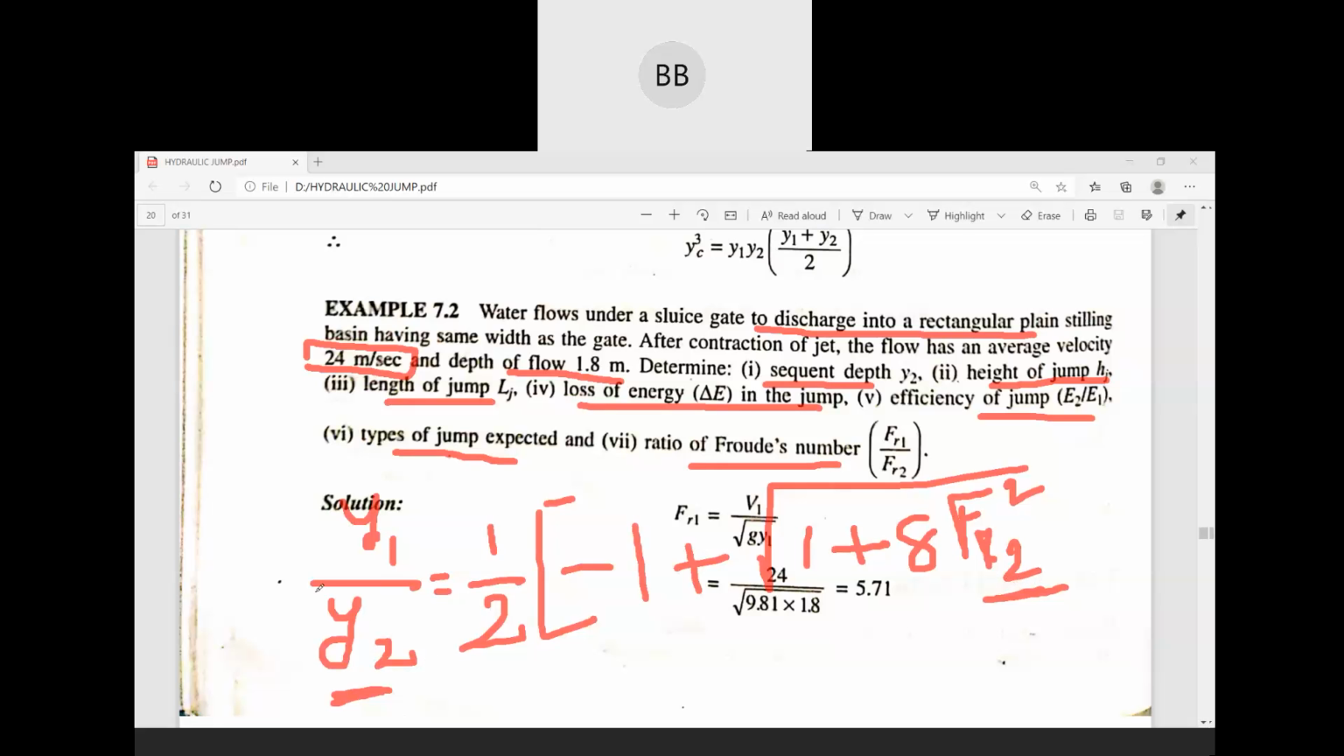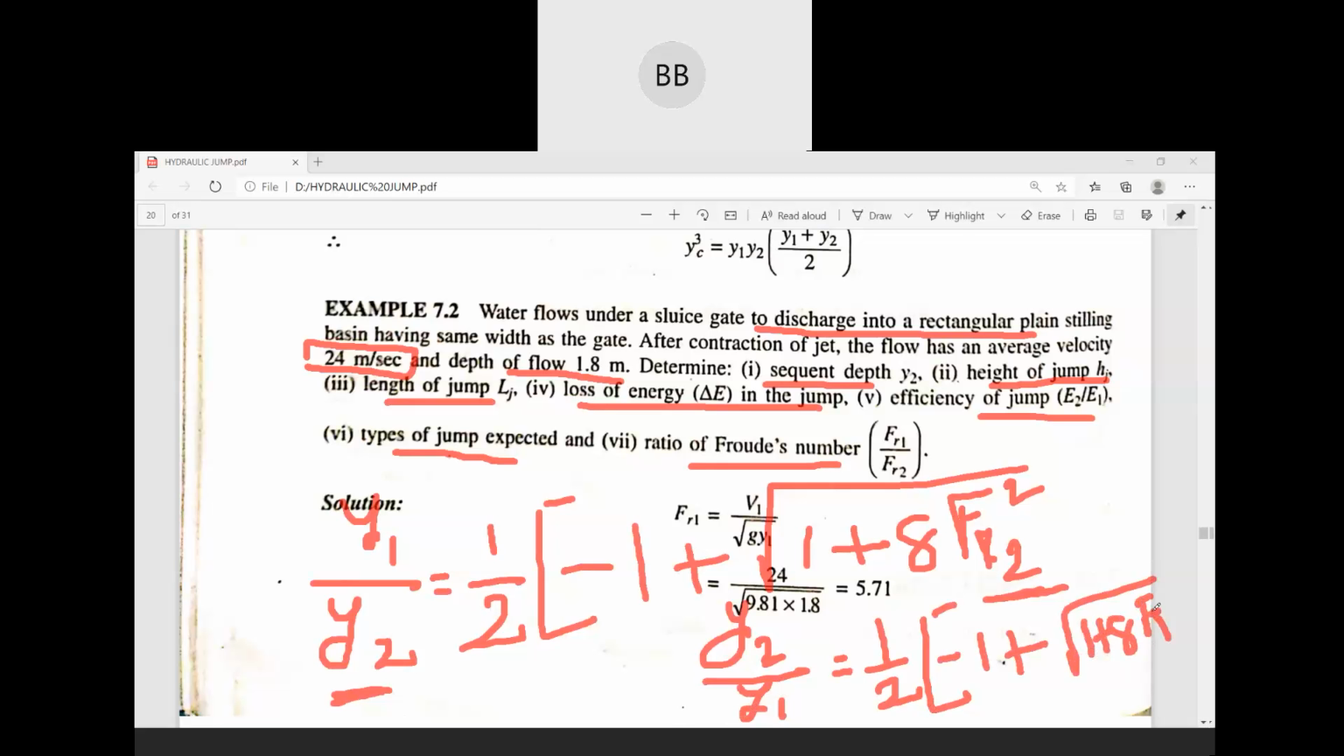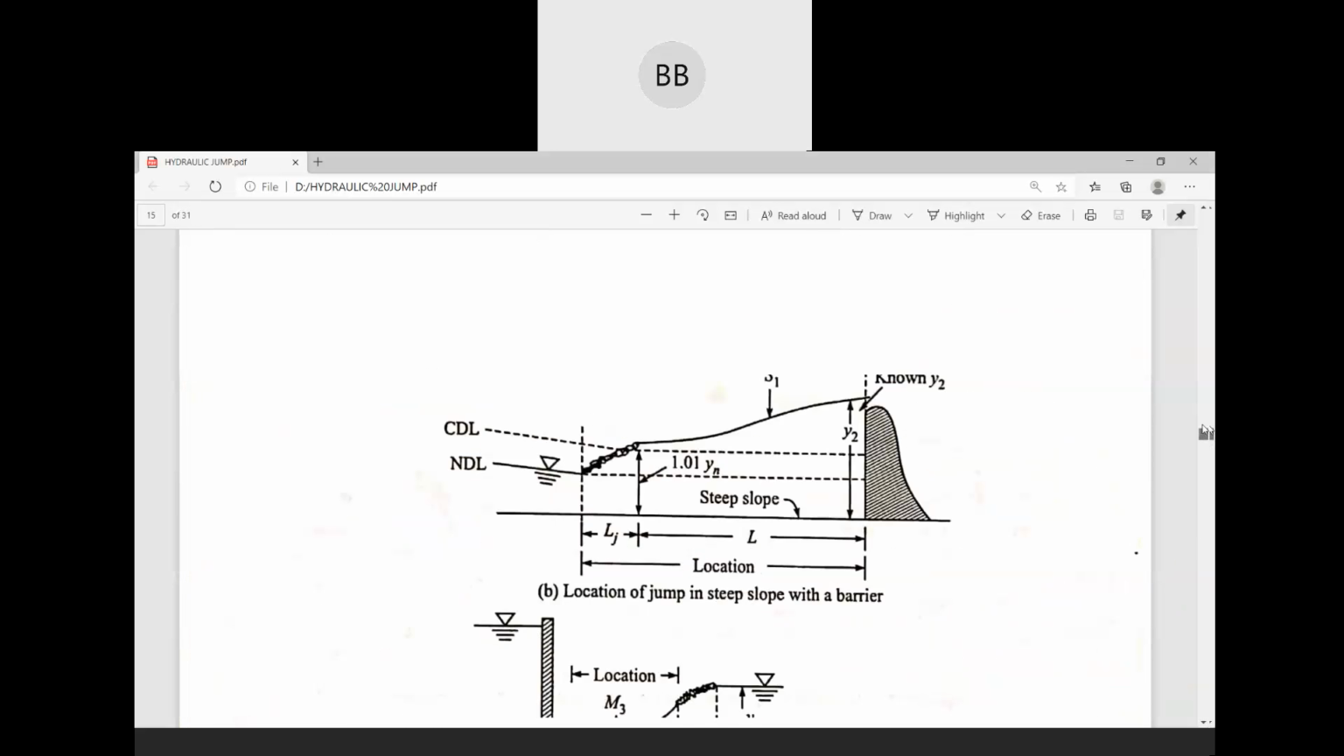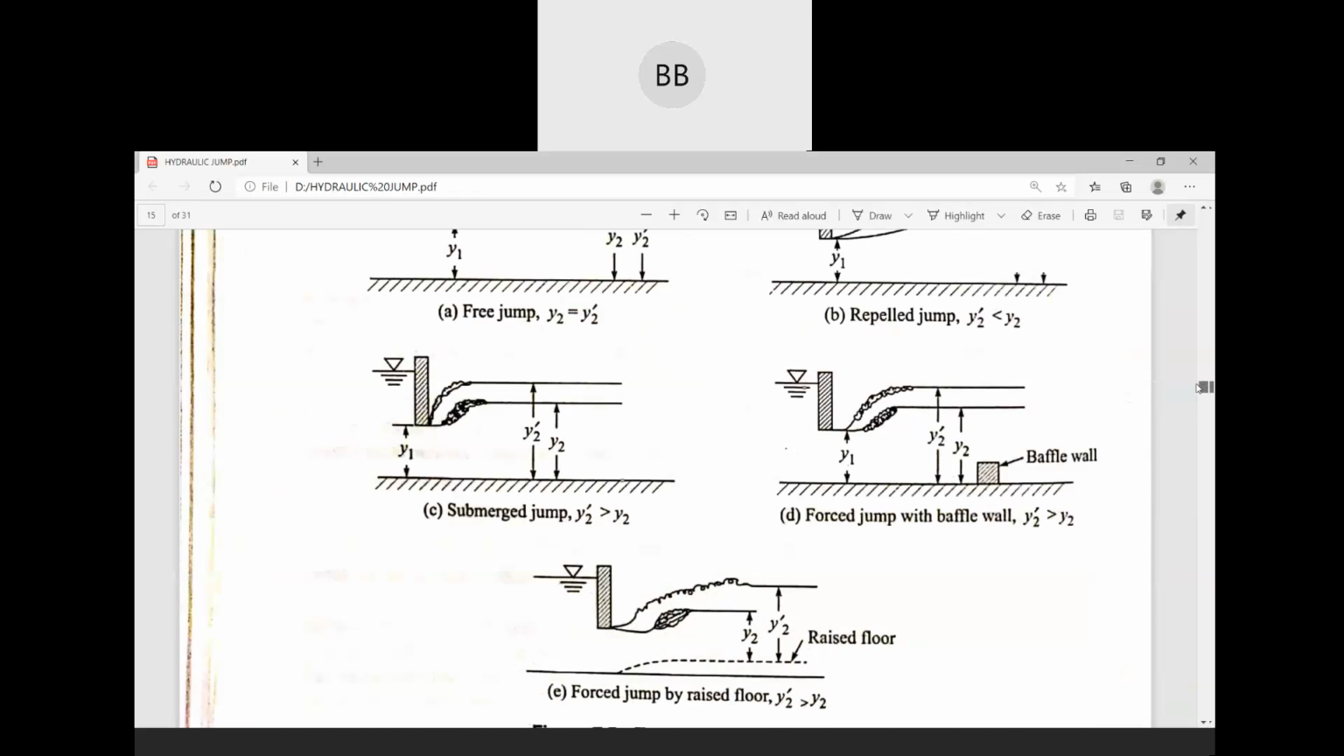So what we are going to do, we are not going to use this equation, we are going to use the reverse equation, y2 divided by y1, everything will be the same. Half, minus 1 plus root over 1 plus 8 Fr1 square. Whatever is in the denominator will come like this, Fr1 square. So we are going to use this expression. We have two expressions. If you don't remember, then we go back to the derivation or jump analysis.